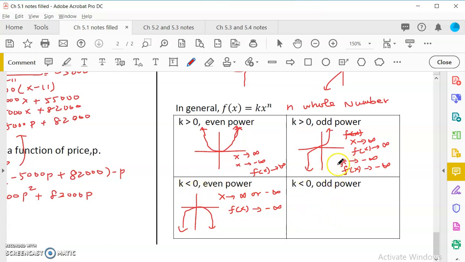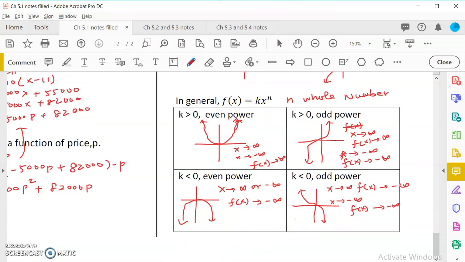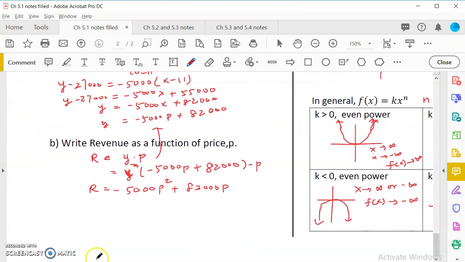When k is less than 0 in an odd power, it's also a reflection. So reflect so that this becomes like that. That means when x approaches infinity, f of x goes to negative infinity. It drops on the right. When x approaches negative infinity, f of x will go to infinity. They go in different directions, whereas in the even case they go the same direction. So that's the 4 possible cases of power function, if you have x to something which is a whole number, which excludes square roots or negatives.